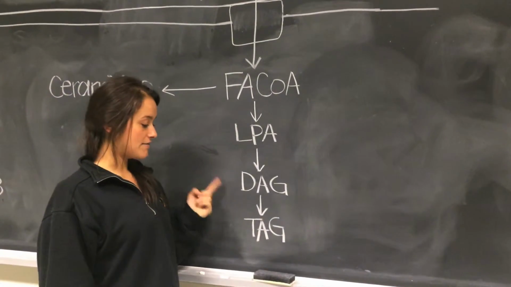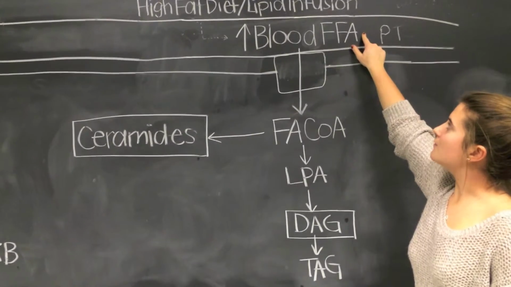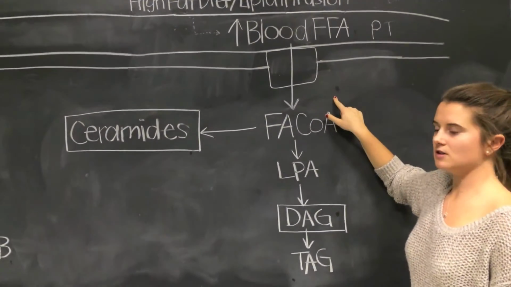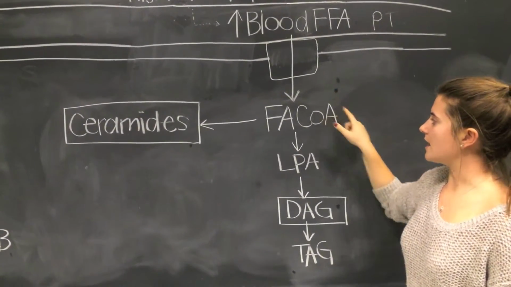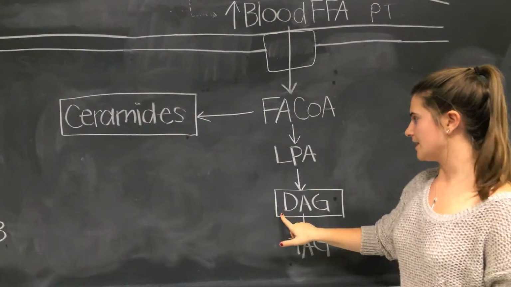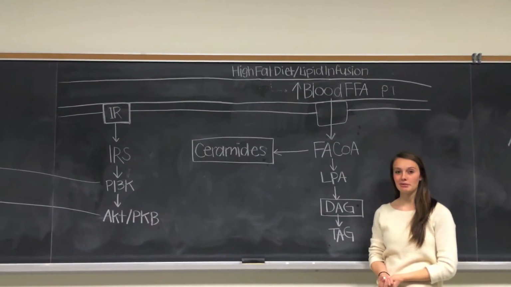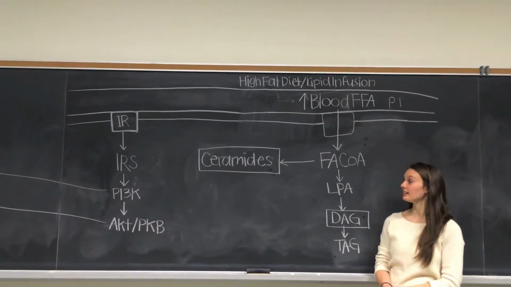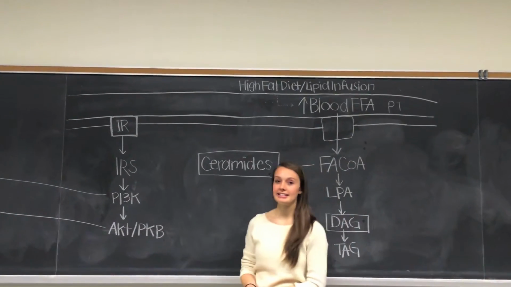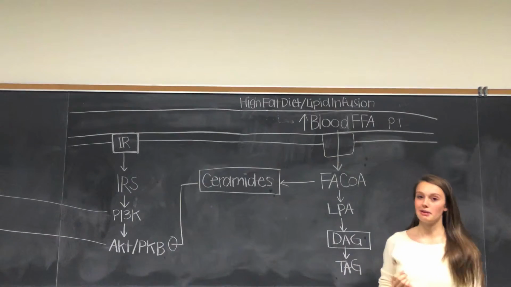and eventually into TAG. Due to an increase in inflow of blood free fatty acids into the muscle, we would expect to see an increase in all intermediates, including our reactive lipid species, DAGs, and ceramides. Both DAGs and ceramides inhibit the insulin signaling cascade. Ceramides inhibit AKT and PKB, while DAGs inhibit IRS.